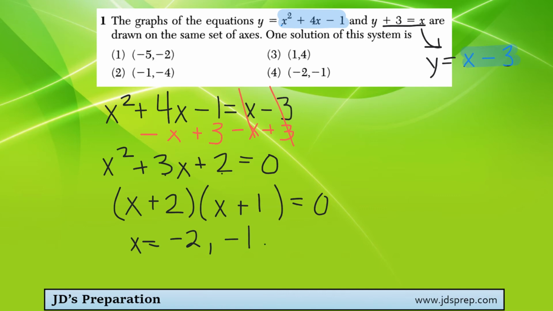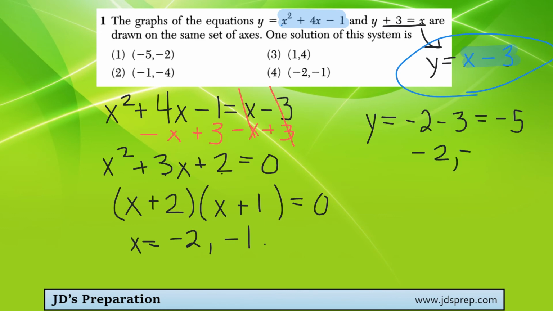Now we know from up above here that y is going to be equal to x minus 3. So in both of these cases, we can solve for y by taking the x value, the first one being negative 2, and subtracting 3. In that case, we get negative 5. So that corresponds to the point negative 2, negative 5.